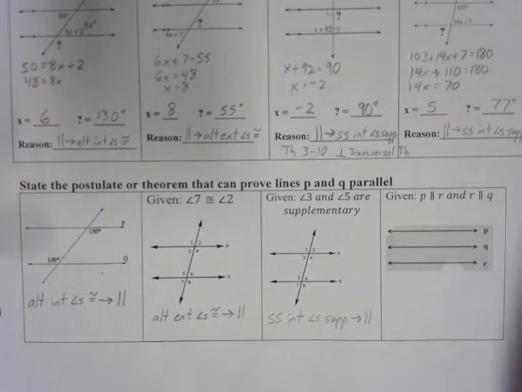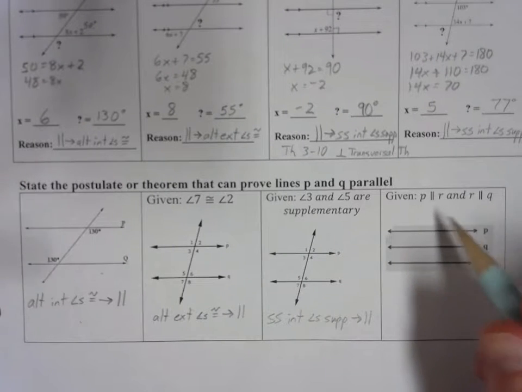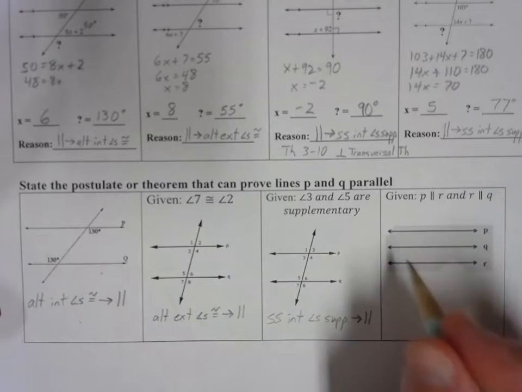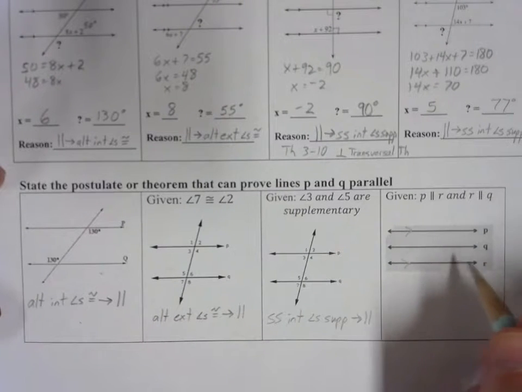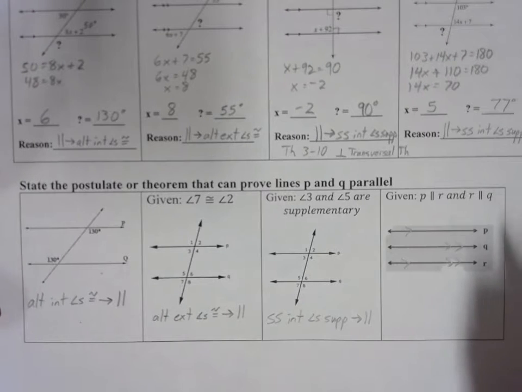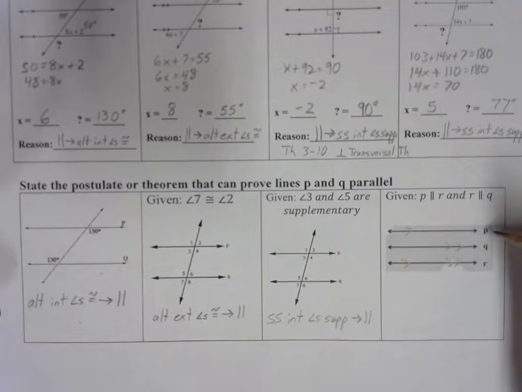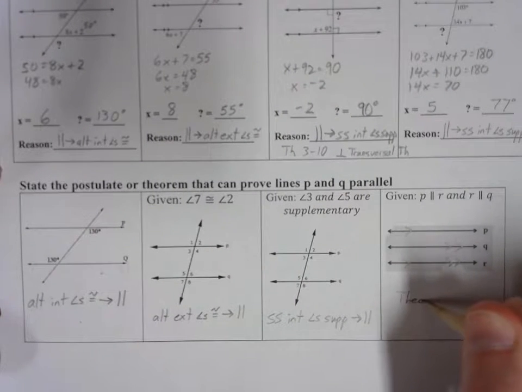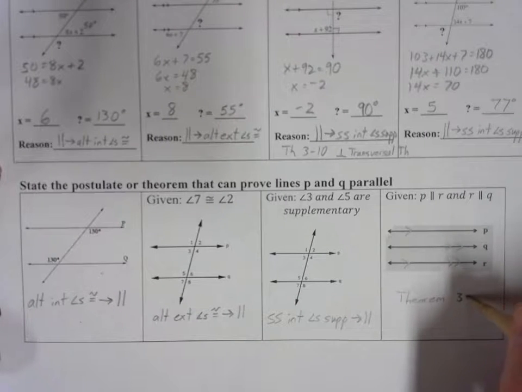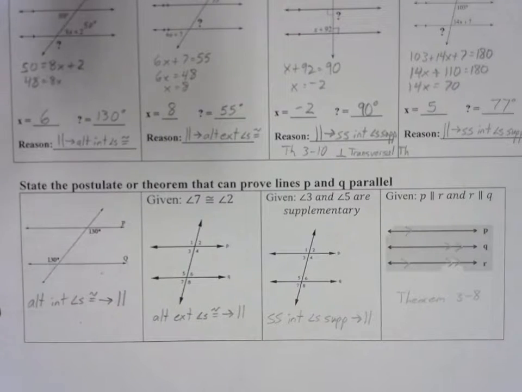So this last question on the front side, P and R are parallel, R and Q are parallel, and so that means that P and Q have to be parallel also, and that is because of theorem 3.8. It says if two lines are parallel to the same line, then they are parallel to each other. Ready for the back side?